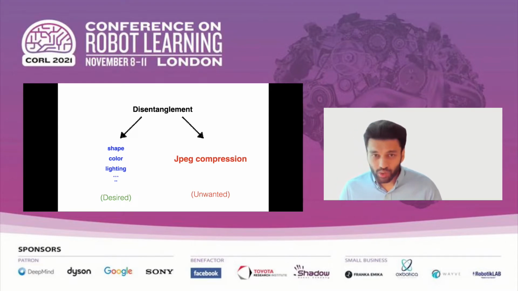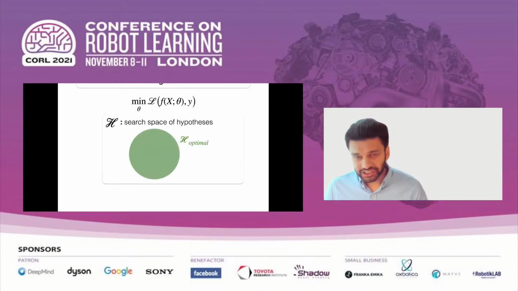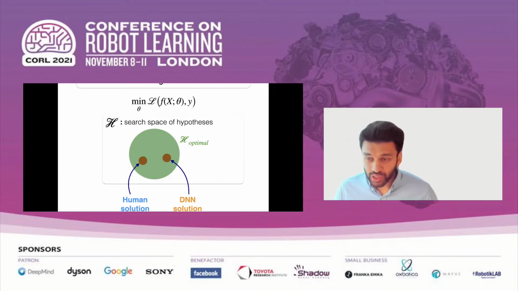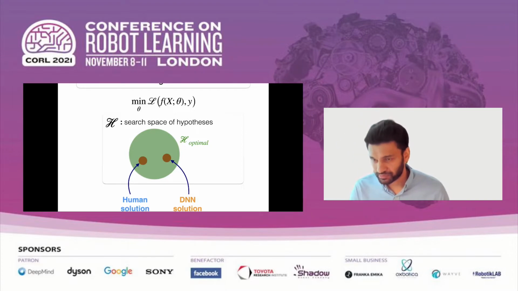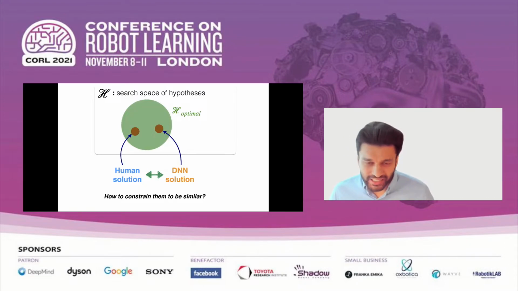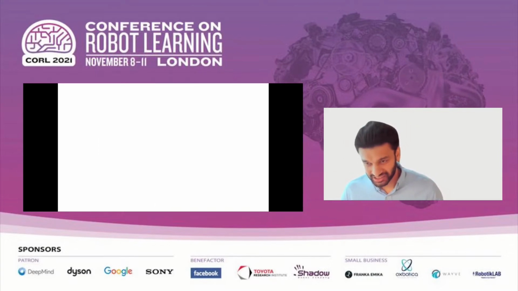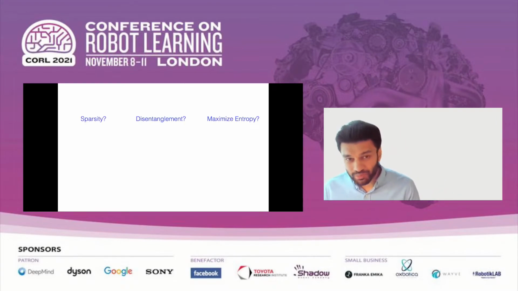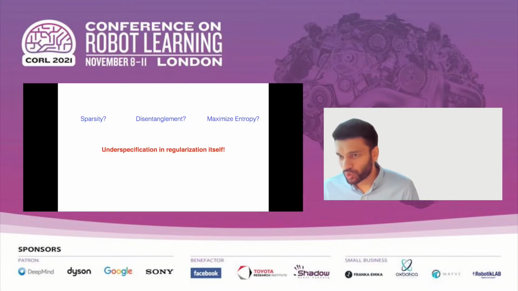So essentially what is happening is, if we are trying to minimize a loss function L, and we are searching through a space of hypotheses, there are multiple optimal hypotheses, and humans and DNNs are finding different solutions, which means that they generalize in different ways, which leads to the kind of issues that we have seen. So one question you might ask is, how do we make them similar? Well, typically, this is a role of regularization. But the question is, what is a good regularizer? And the problem is, as we have seen before, that even concepts such as disentanglement do not help us overcome under specification.